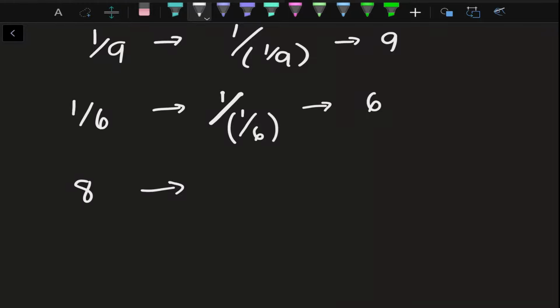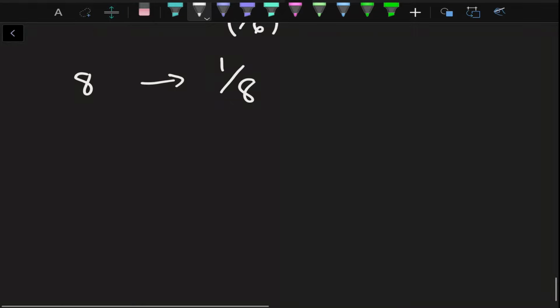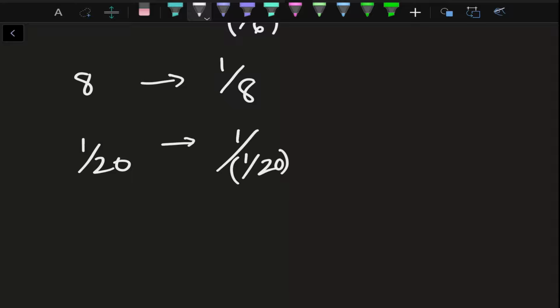8, 1 over 8, just stays 1 over 8. 1 over 20 ends up being 1 over 20, which is just 20.